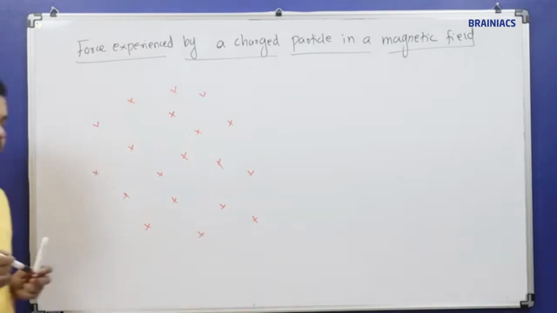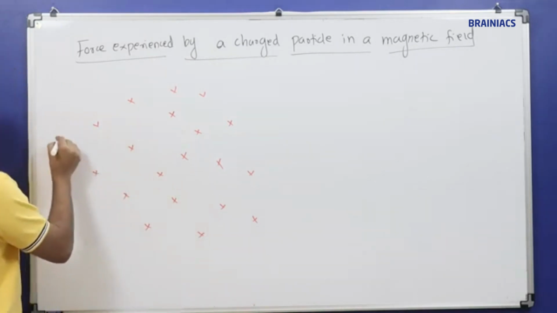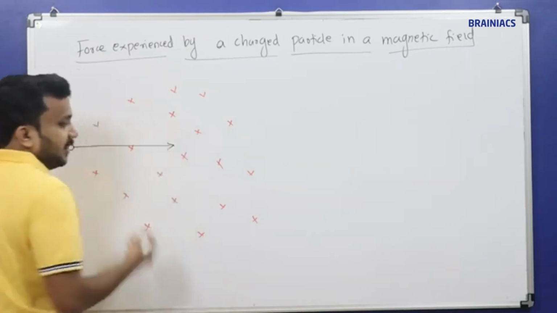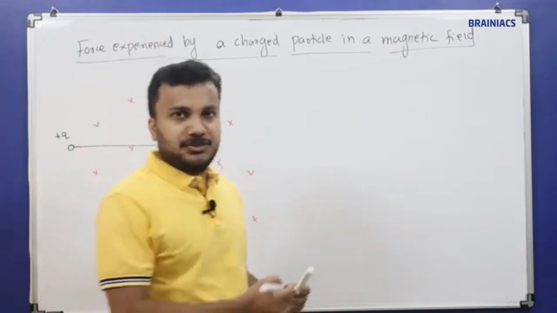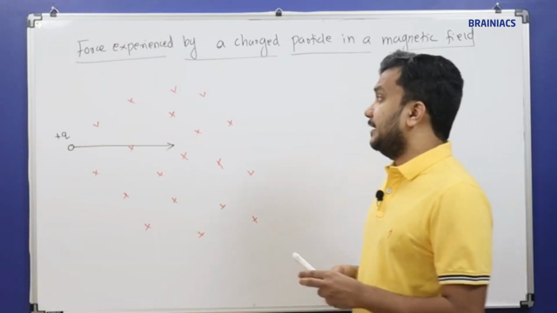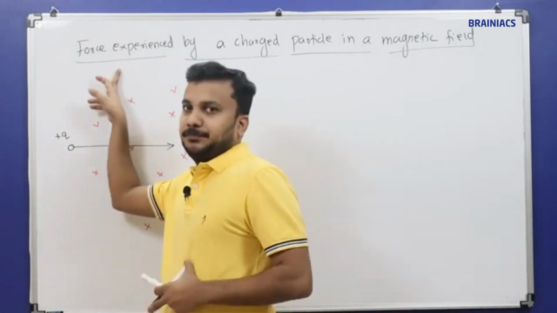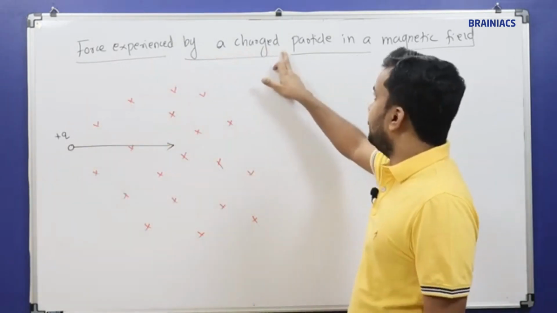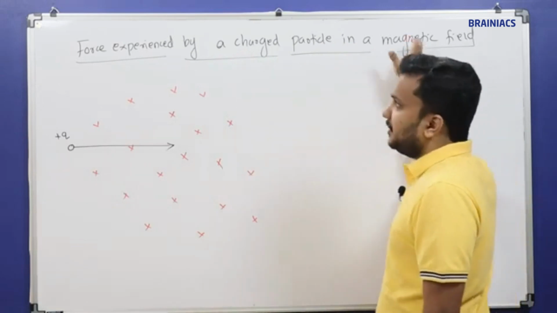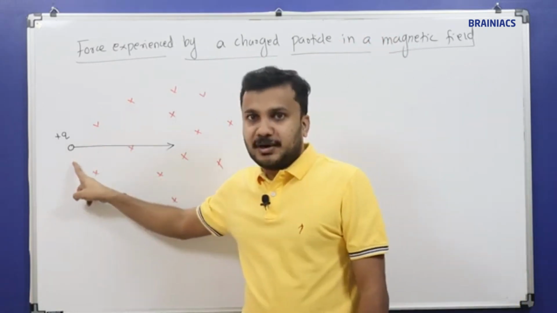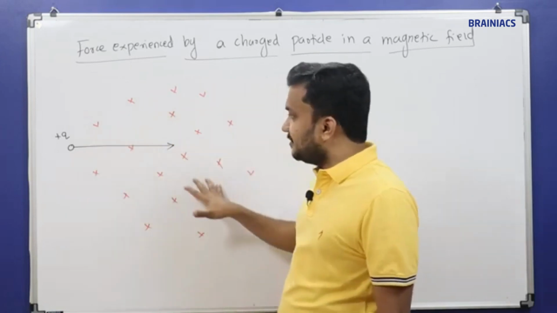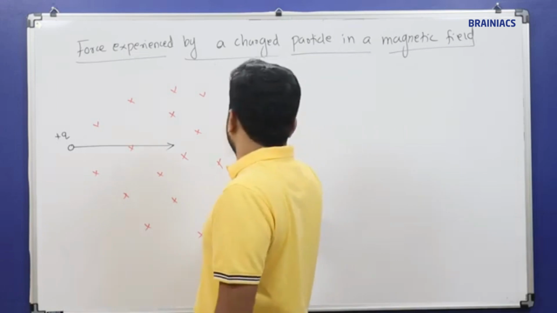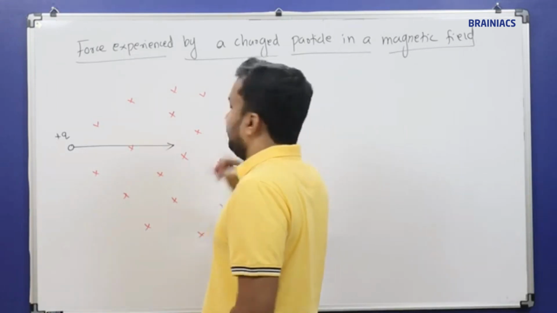Next, I have a positively charged particle, plus q, and I am shooting it into this region. I am just throwing it. Let's connect it with the heading, force experienced by. This states that a force will be experienced by a charged particle in a magnetic field, which means when I throw a charged particle into an existing magnetic field, the magnetic field here is into the board.